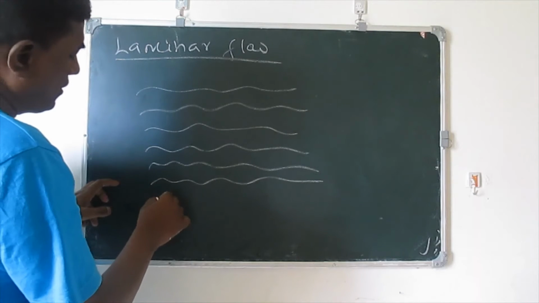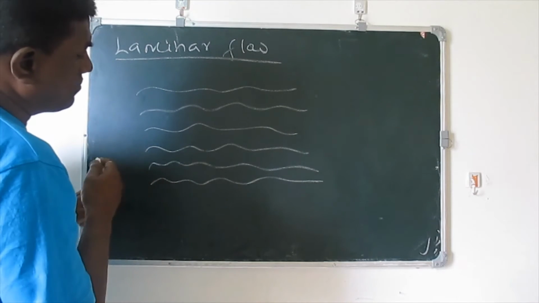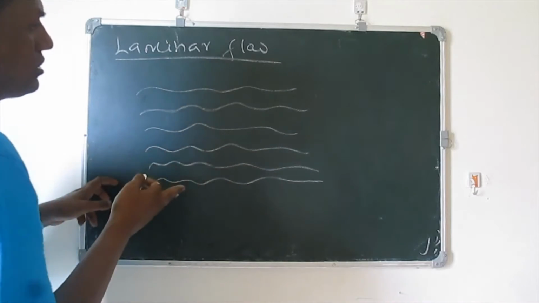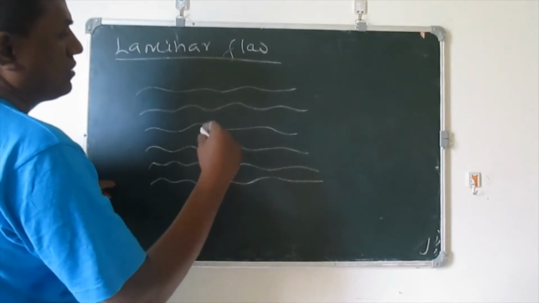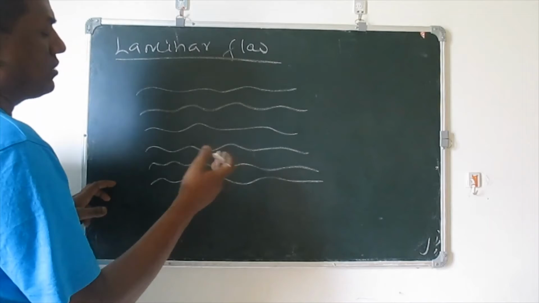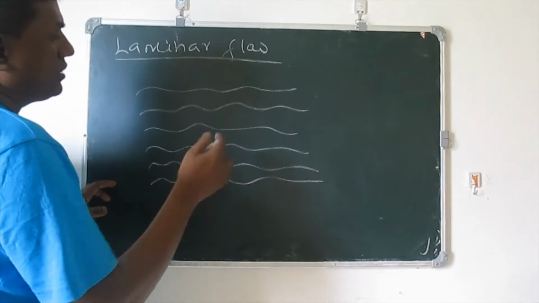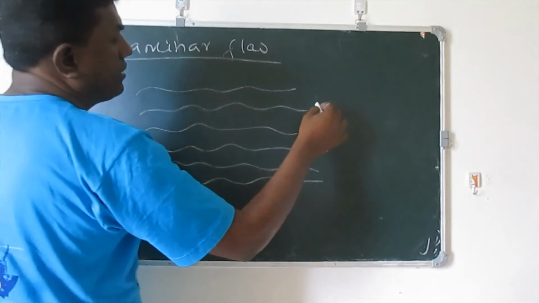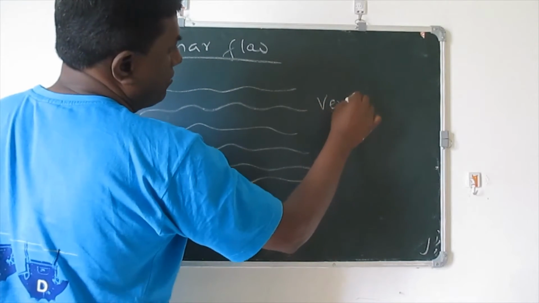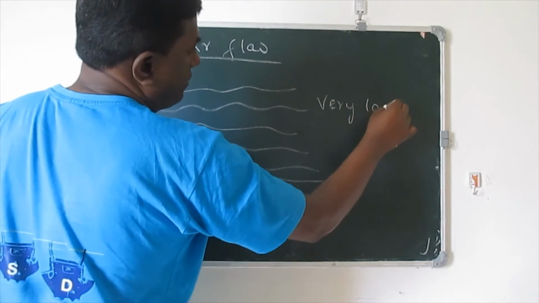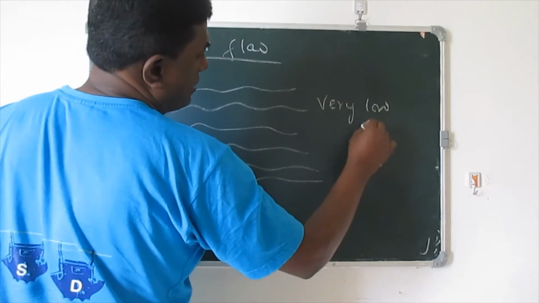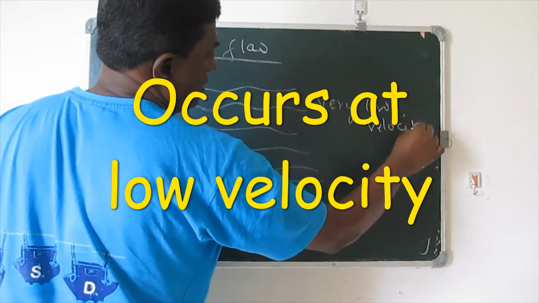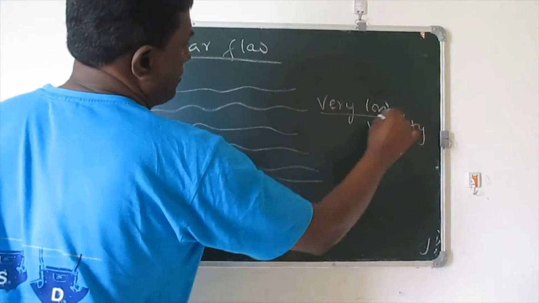And also this flows in a smooth manner without any deviations in any channels or pipelines or anything. So this kind of flow occurs at a lower velocity, that means very low velocity. So at low velocities we can say this kind of flow will occur.